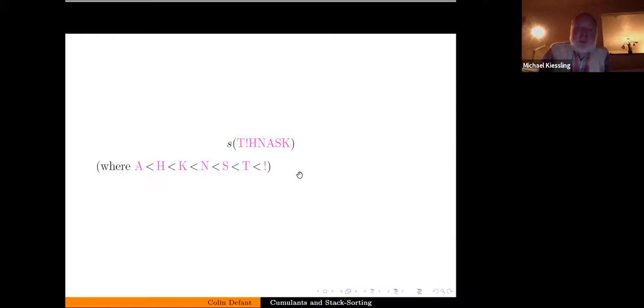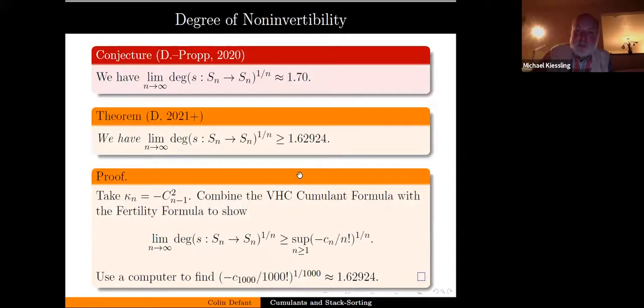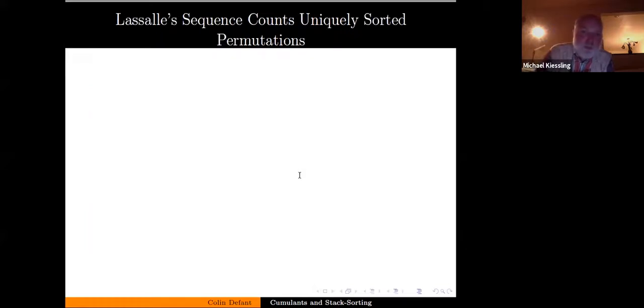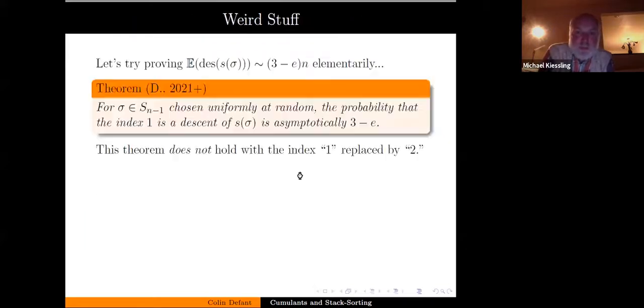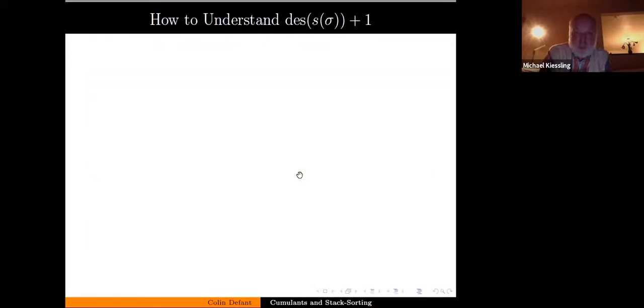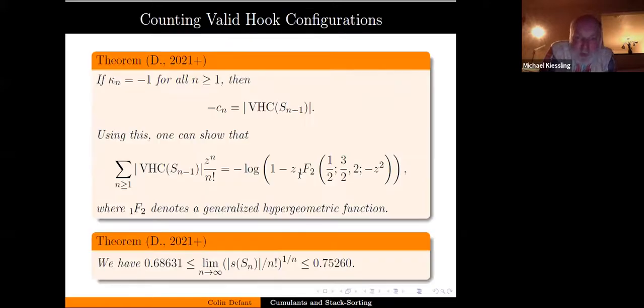I have a very quick question. When you were showing the formula for the generating function for counting these valid hook configurations, the generalized hypergeometric function showed up. I'm suspecting that you were looking just at the series expansion and you identified these, but the generalized hypergeometric function also satisfies a very interesting ordinary differential equation. So what does that mean? Did you look into that?